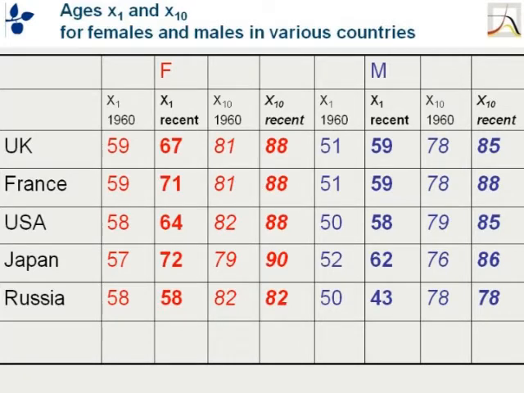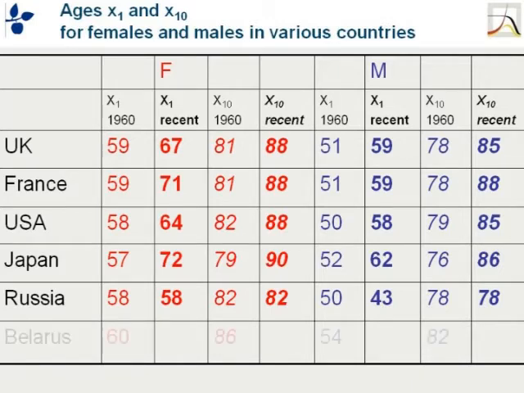For the females, X1 stayed the same at 58, and at X10 it stayed the same at 82. For the men, X1 fell from 50 to 43. So 43-year-old Russian men now have a 1% chance of death, and it stayed the same at 78 at X10.